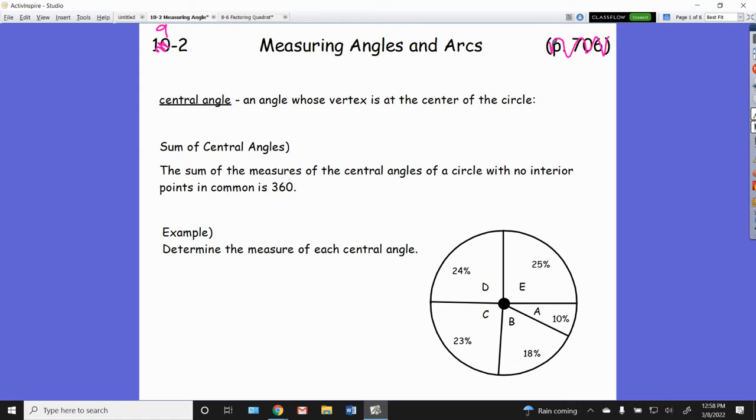Now, guys, the sum of central angles, it's like how many degrees are in a circle. That's how many degrees are in your sum of central angles. It's 360. All right. So there's 360 degrees in a circle, which means you have a sum of 360 degrees in your central angles. All your angles added up.